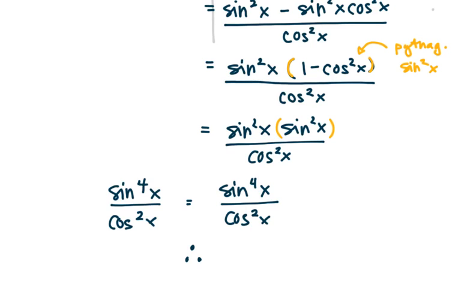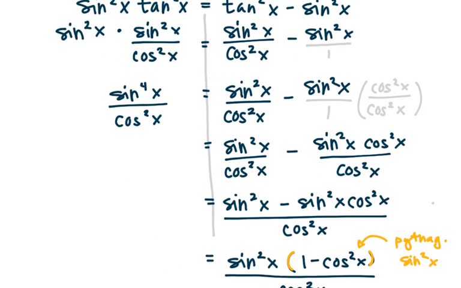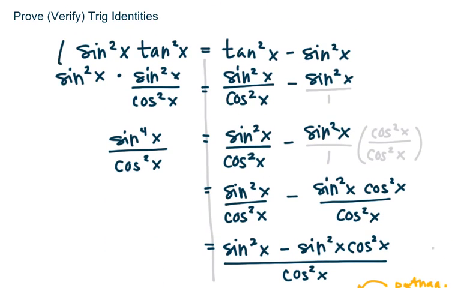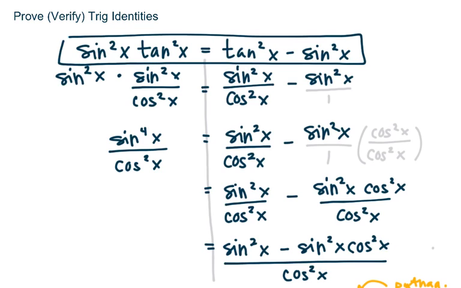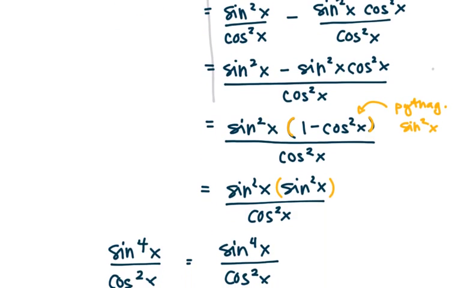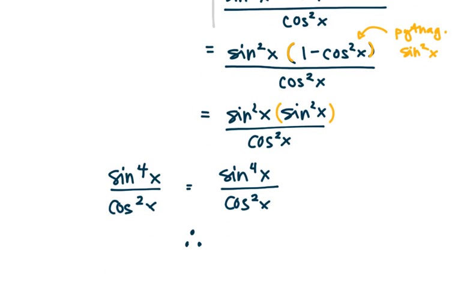So in this example, we proved a trig identity. We started with something and we said, all right, we're going to show that this is a true statement, which we did. We manipulated mostly on the right to create something that was true. We were done. We write therefore.